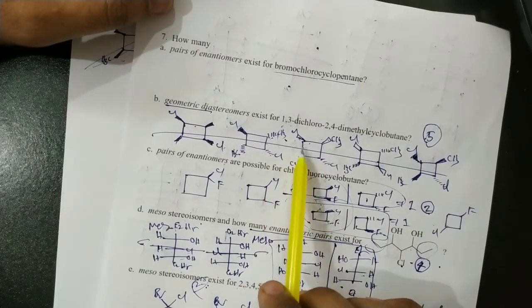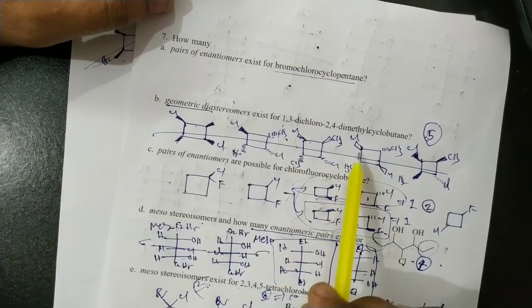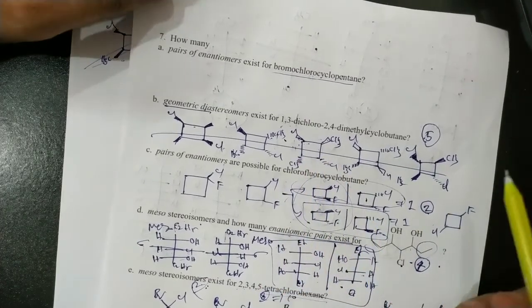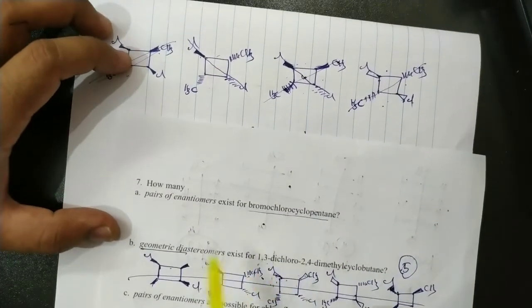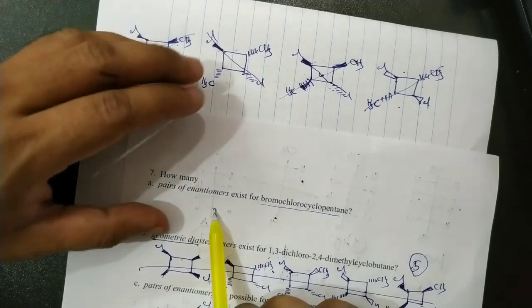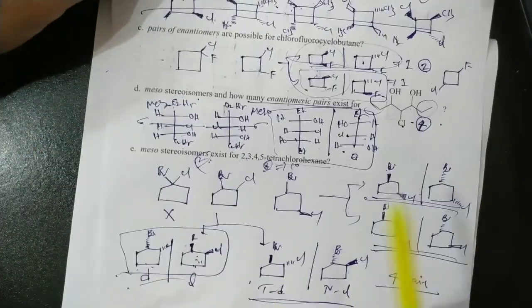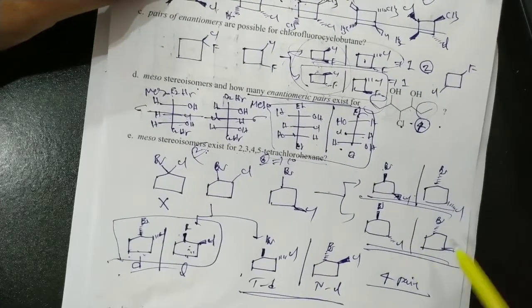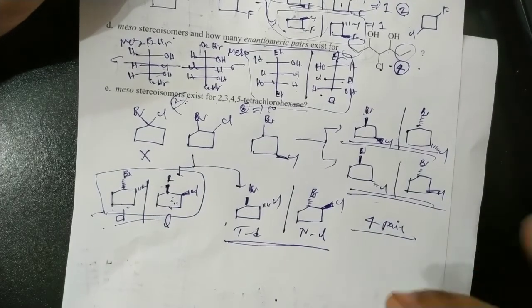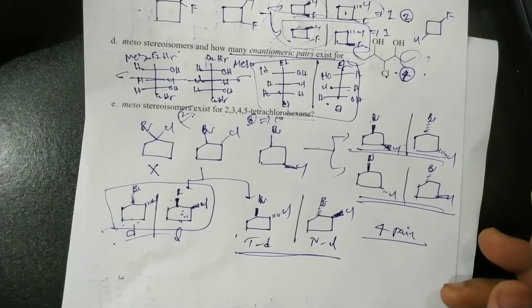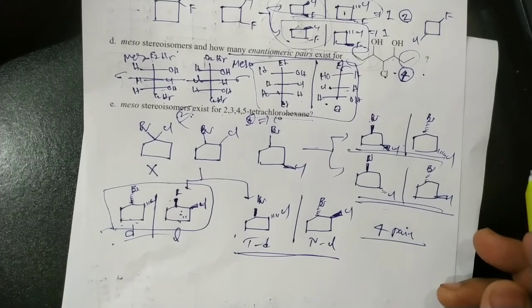For this one stereoisomers, that means geometrical isomers, are 5. Okay, no compound is optically active. Okay, and next here for this one pair of enantiomers exists for bromochlorocyclopentene. It is one of the important questions. For this one here in this case 4 enantiomeric pairs we could see. Okay, so that is just calculation of isomers.